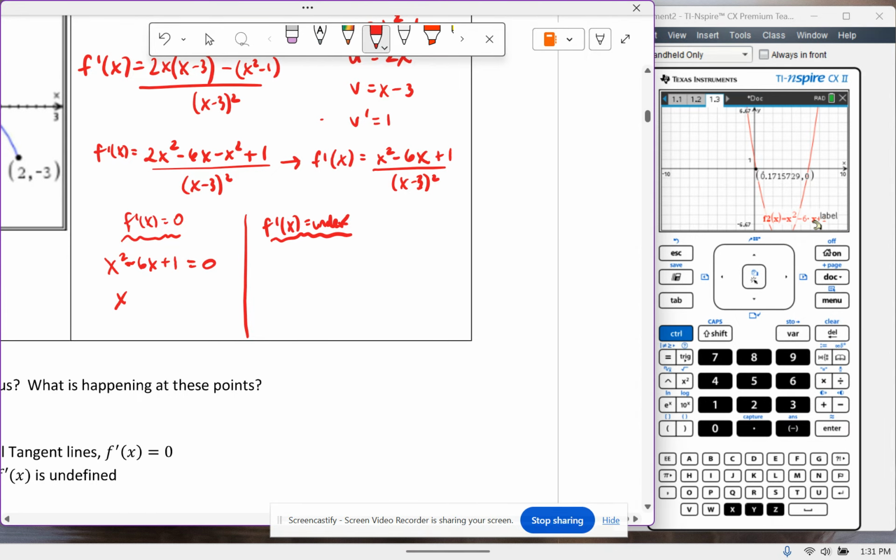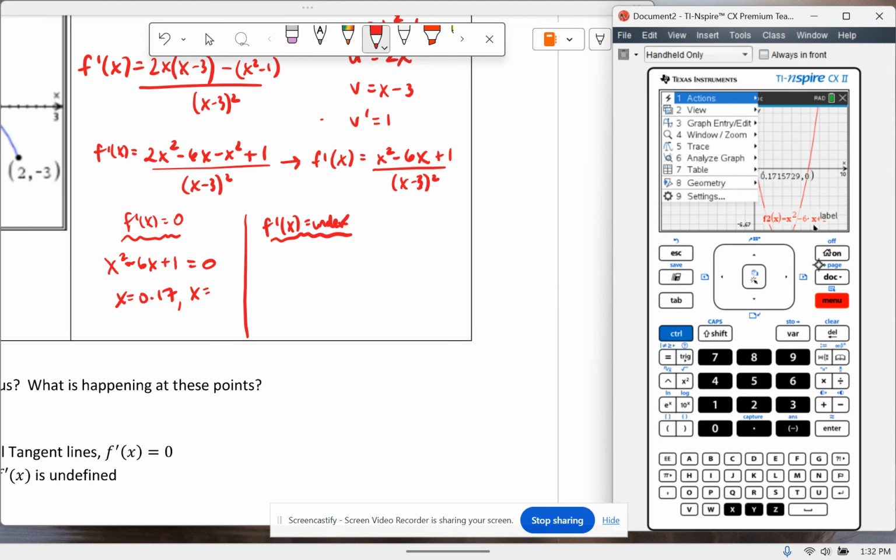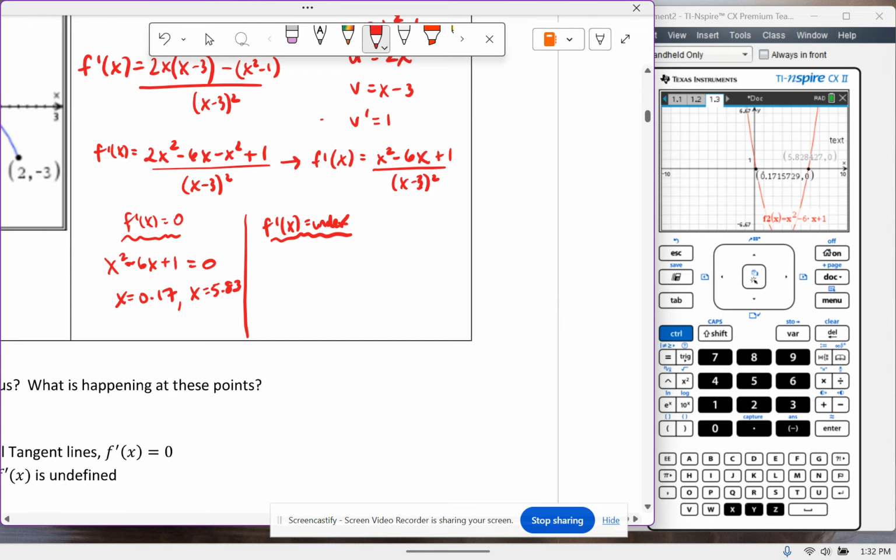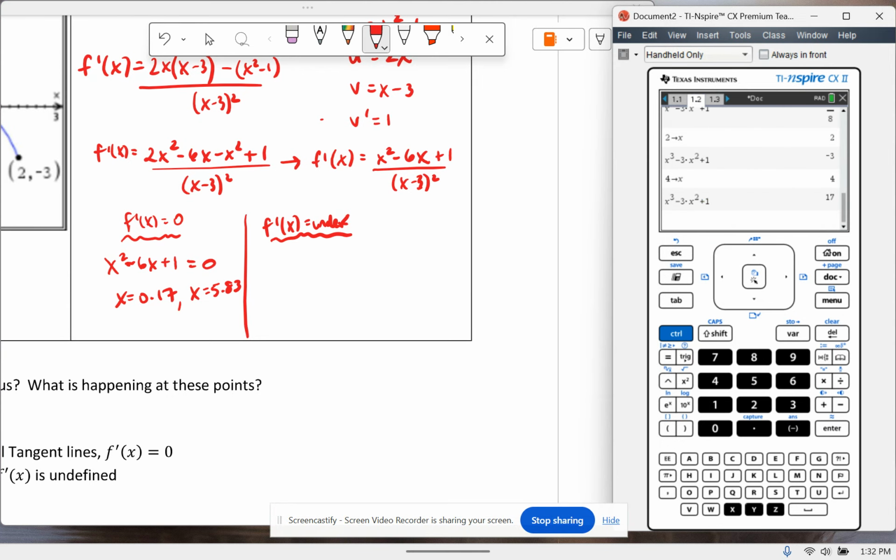All right, so I got x equals 0.17. X equals... You can also use poly tools or whatever. But I'm so used to this way from teaching A1 that it's just usually what I do.